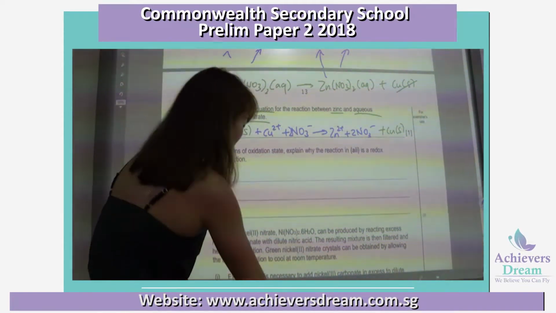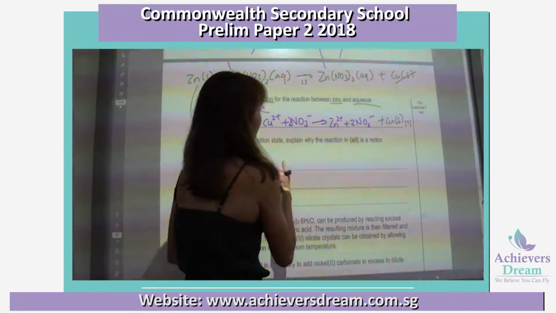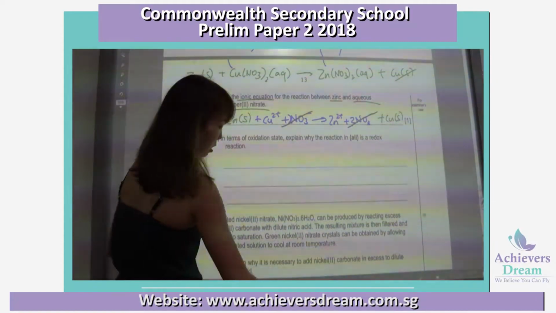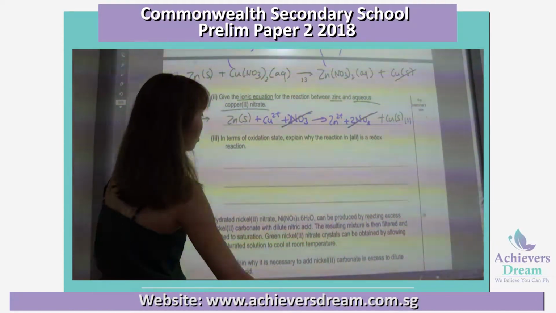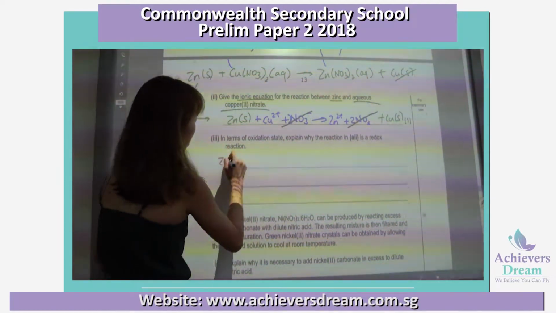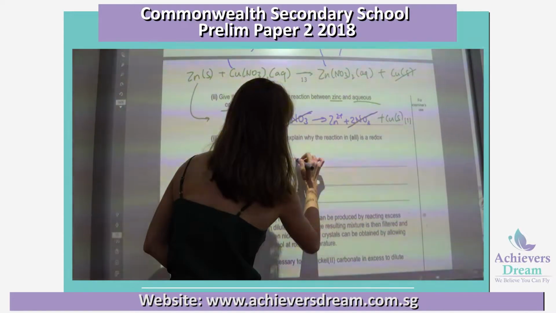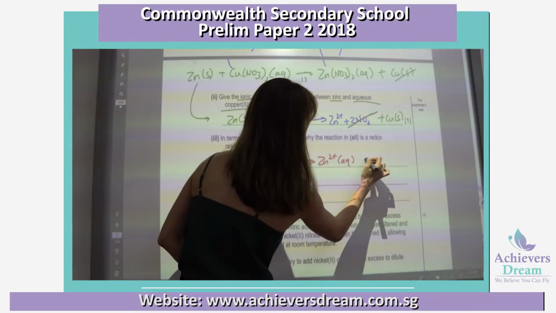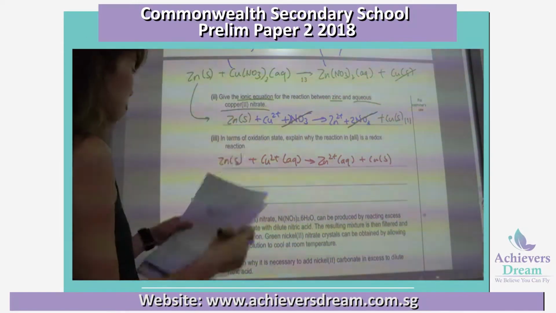Okay, then now I have to cancel away the spectator ions, which in this case is the nitrate. Anything else? Okay, so there's nothing else in common. So the final ionic equation would be zinc solid state plus Cu2+ in the aqueous state to form Zn2+ plus copper in the solid state. This will be my ionic equation.